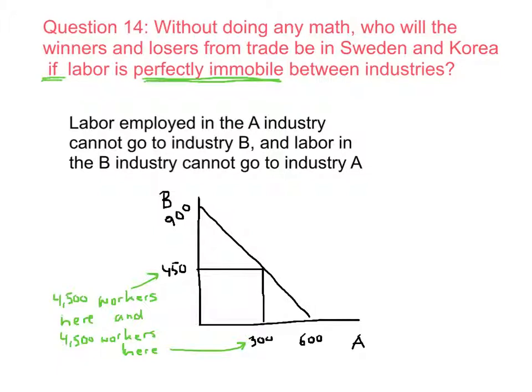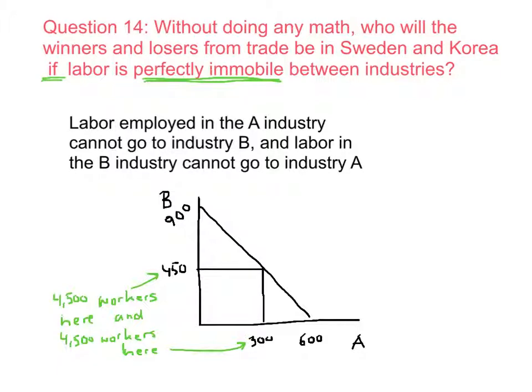However, the conclusion that trade is good for everyone might not hold true if labor is perfectly immobile between industries. So that labor employed in the A industry cannot go to the B industry. That would be true for Korea. And labor in the B industry cannot go to industry A, which they would like to do in Sweden.